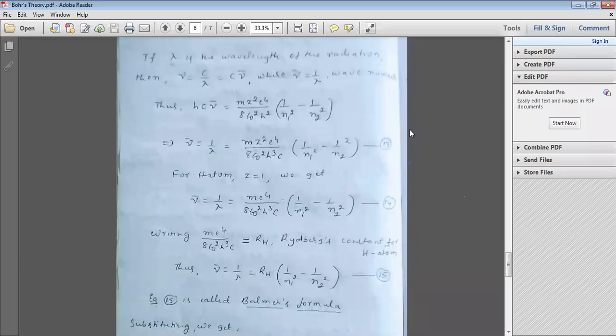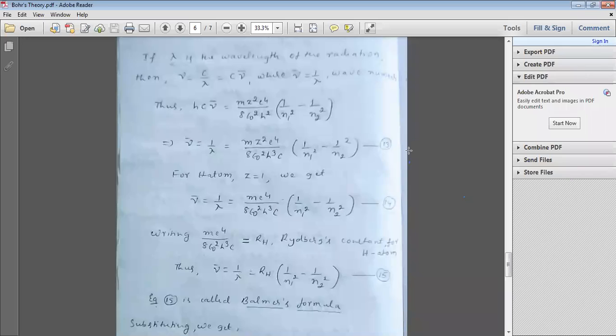Okay, z is equal to 1. Therefore, if I substitute z is equal to 1, you are going to get nu bar is equal to 1 by lambda, that is equal to m e power 4 divided by 8 epsilon square h cube into c into 1 by n1 square minus 1 by n2 square.